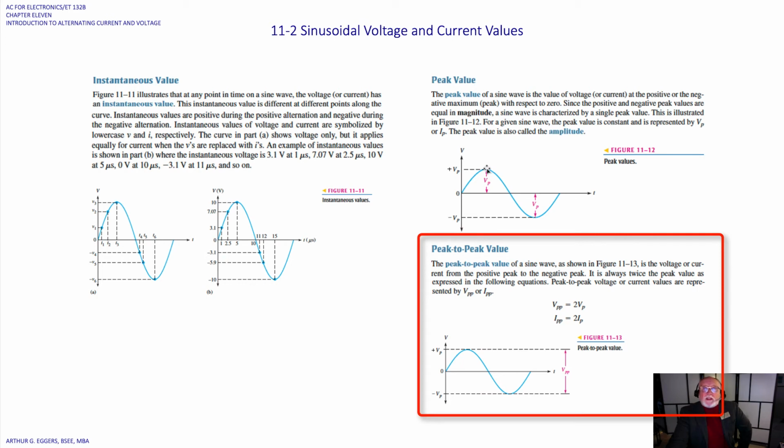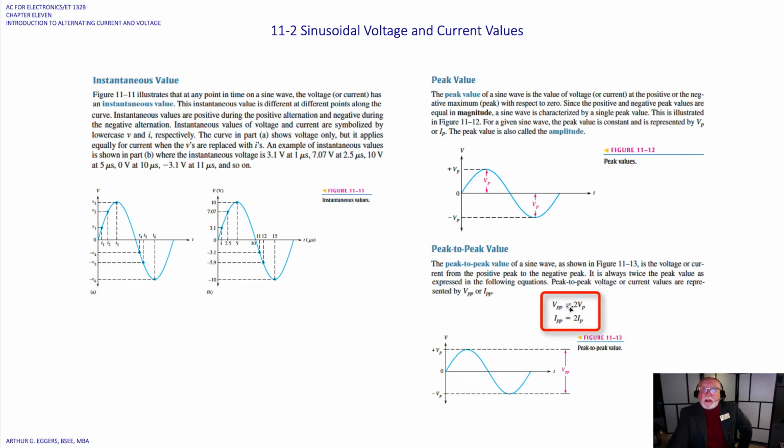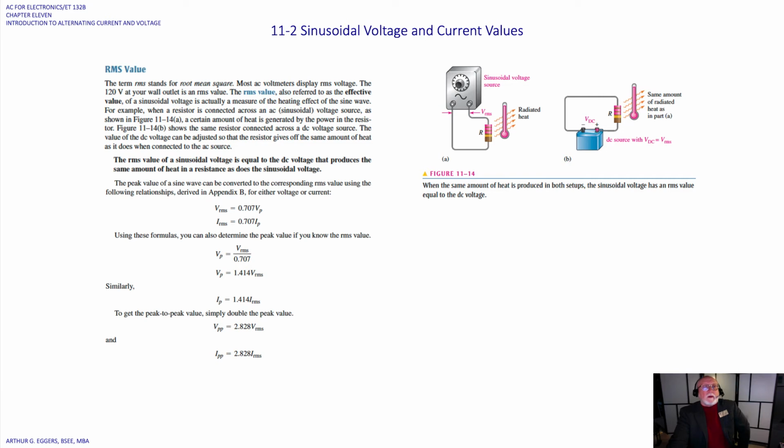If we want to look at the distance between the negative peak and the positive peak, we now have something called the peak to peak value. The peak to peak value of a sine wave, as shown here, is identified as V sub pp. Notice the mathematical relationship says that V sub pp is equal to nothing more than twice Vp, or twice Ip if we're doing the current peak to peak. RMS.